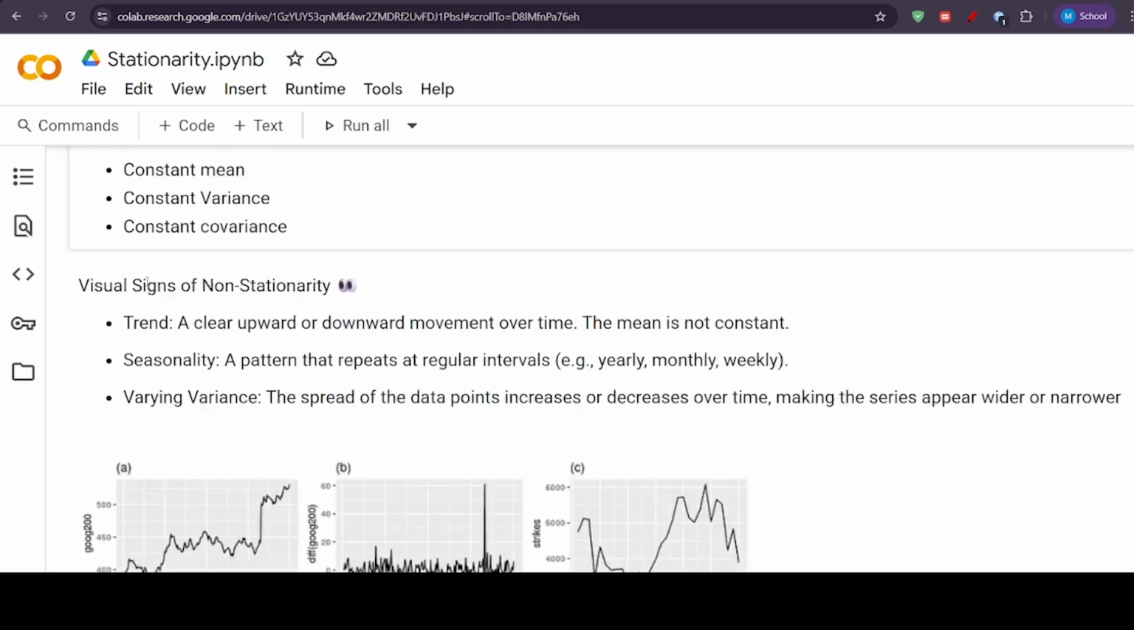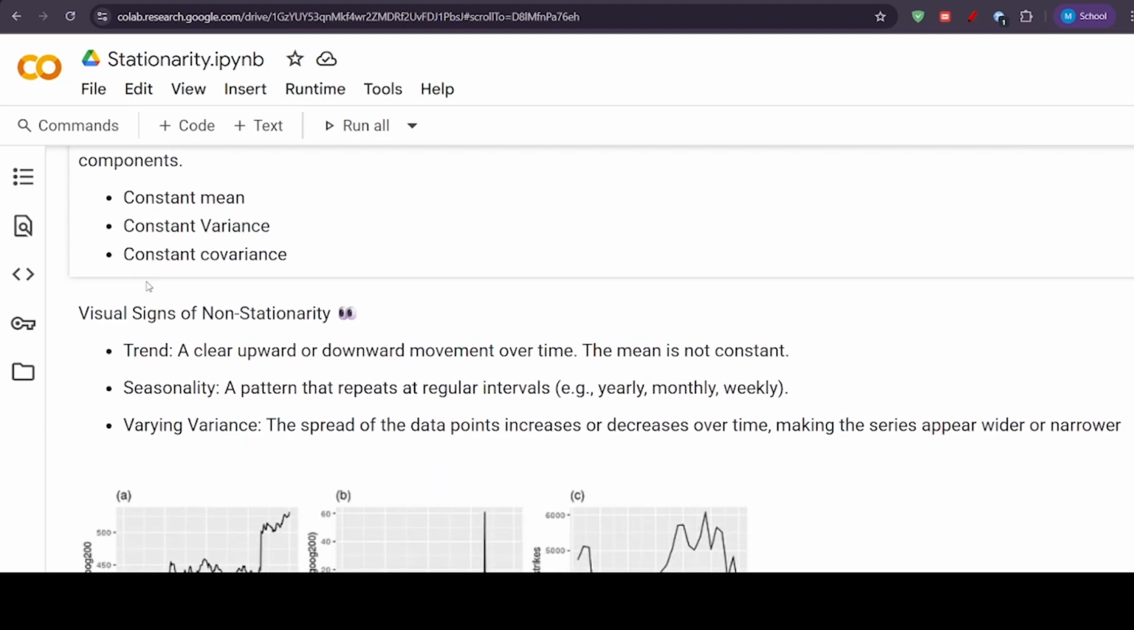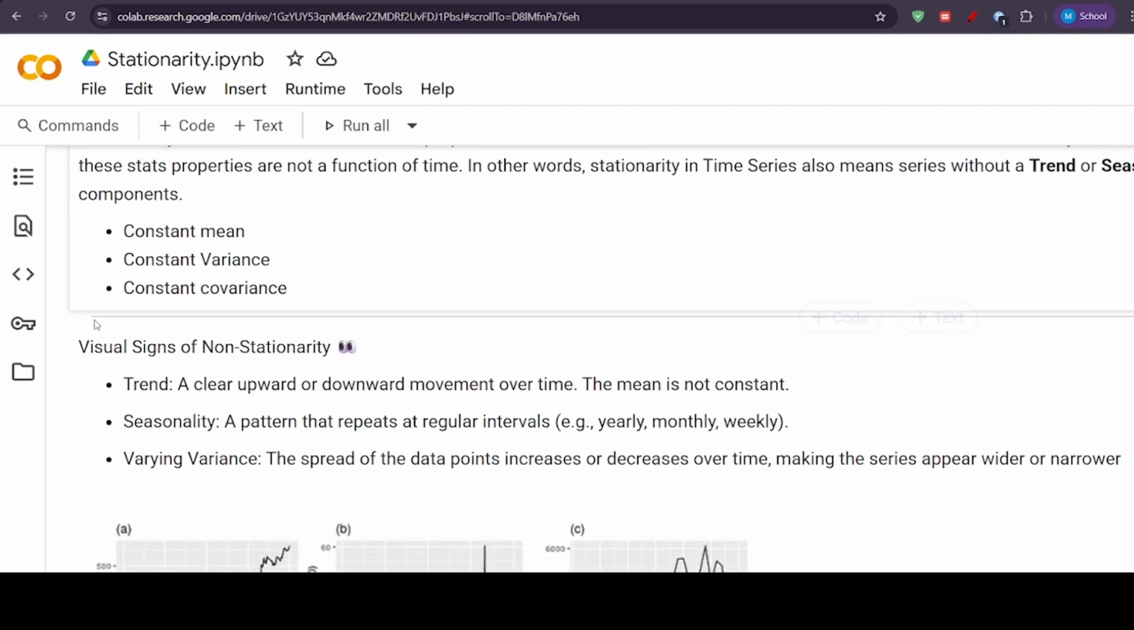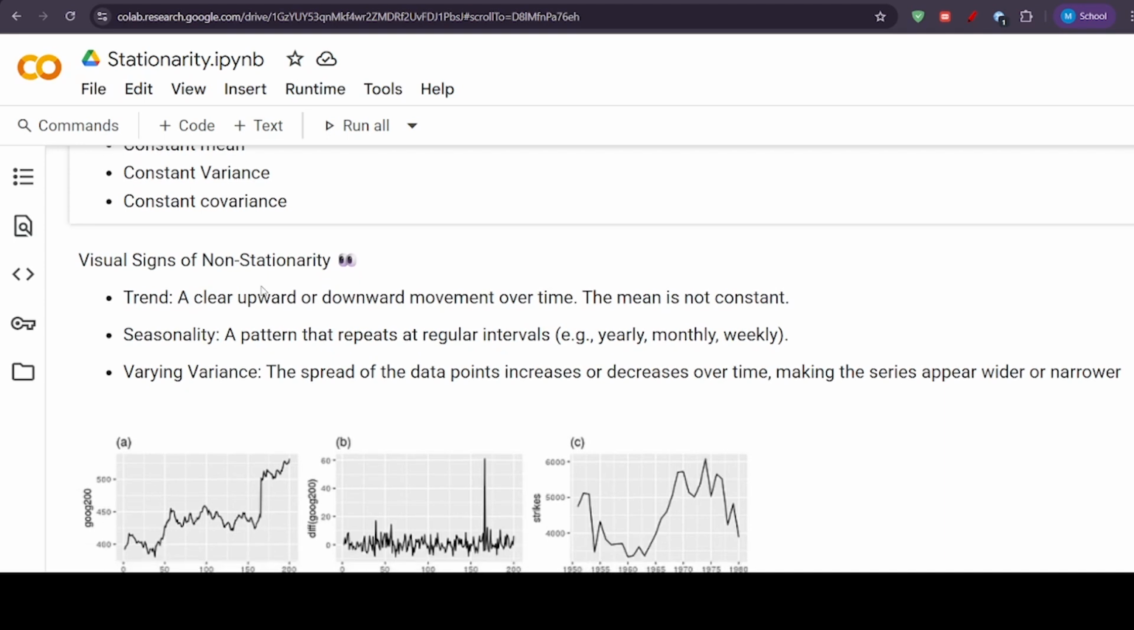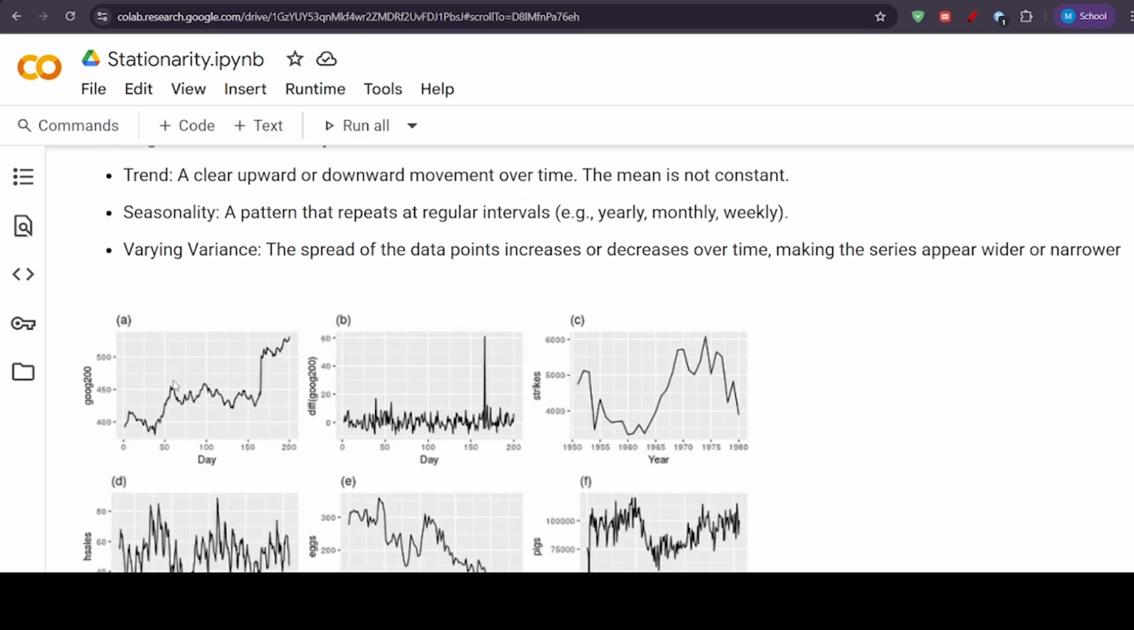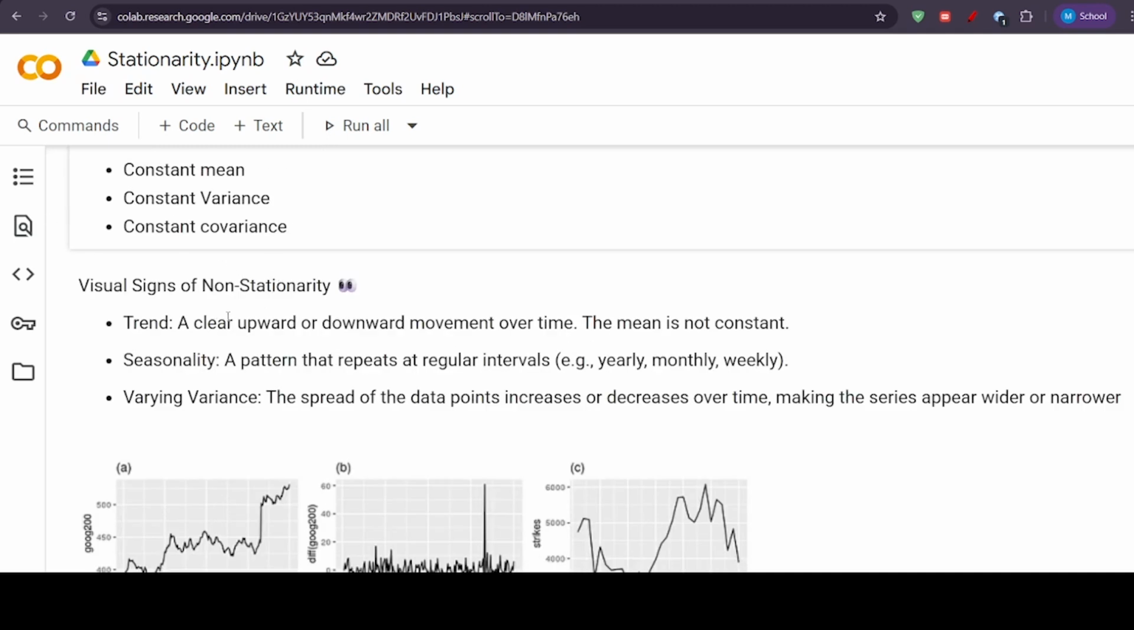But first, what are the visual signs of non-stationarity? We'll look at that first. If there is a clear upward or downward movement over time, the mean is not constant, right? That's what it means. A pattern that repeats at a regular interval is seasonality, right? So if you see a pattern repeating at a regular interval, yearly, monthly, weekly, then that has seasonality, so that is also non-stationary data.